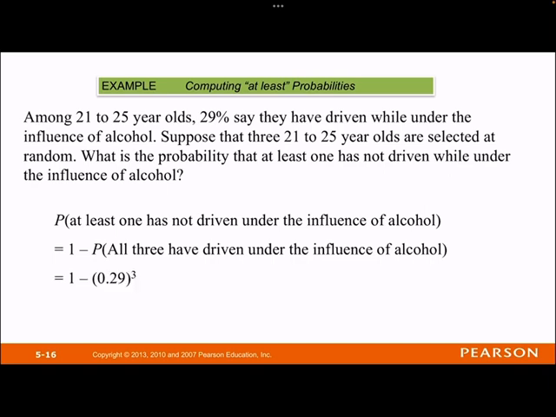That's going to be 1 minus 0.29 to the third power, because that's the 29% from here. So we're taking that and raising it to the third power, and again, we're finding the complement of that. That's going to be 0.9756. So that is your probability that at least one has not driven under the influence of alcohol.